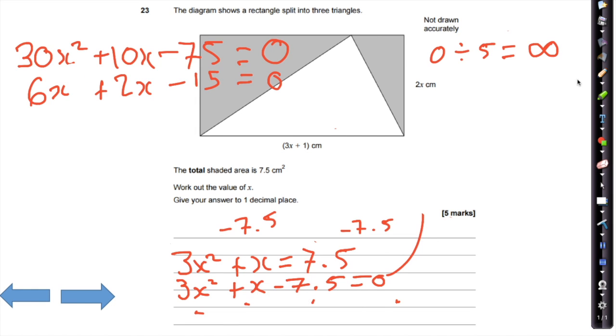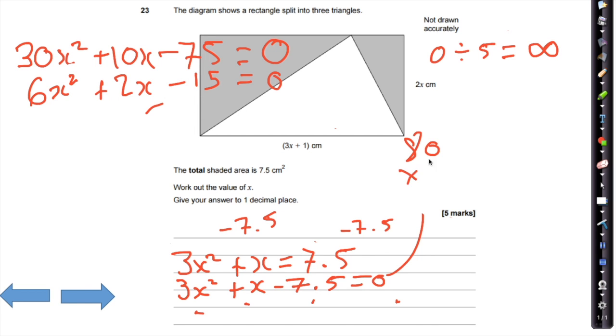Just going to keep that as a squared up here so we don't get confused. Okay, now hopefully it's easier to see that we can try and factorize this. How we would try and factorize this: 6 times 15, which would give us 90.